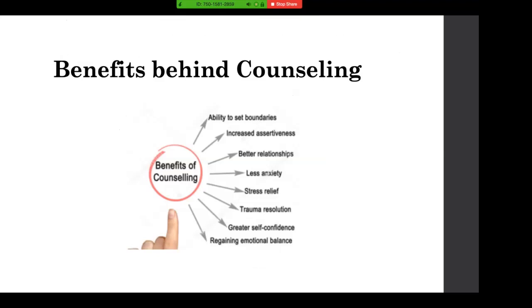So there's a lot of benefits behind counseling. Counseling will help the victim set boundaries, increase awareness, promote healthy relationships, decrease their level of anxiety and stress, develop a resolution to their trauma, develop their self-confidence, and regain an emotional balance. All of these will benefit the client and encourage them throughout the rest of their lives.